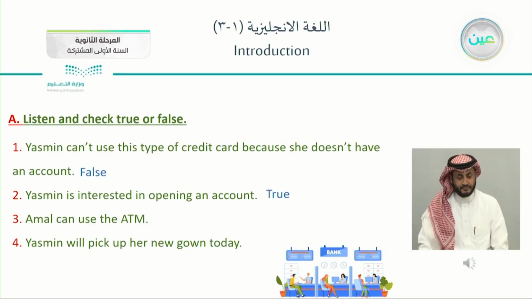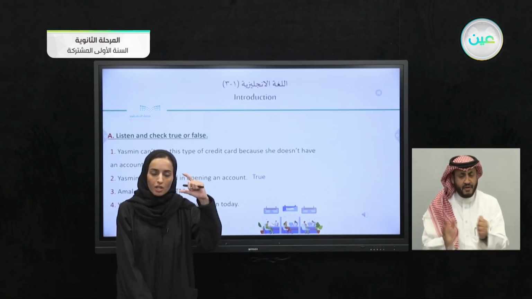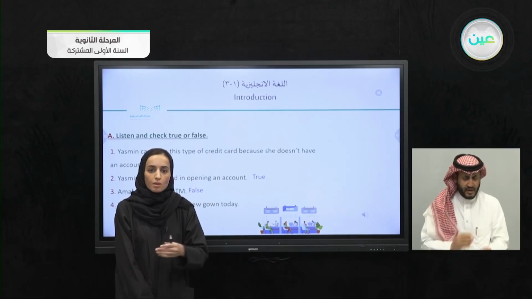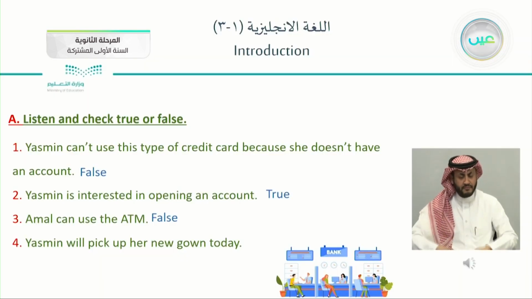How about number 3? Amal can use the ATM. It's actually false. Why? She can't use it because she forgot her card at home. She left it at home, so she can't use the ATM. She had to stand in the long line with the other people.